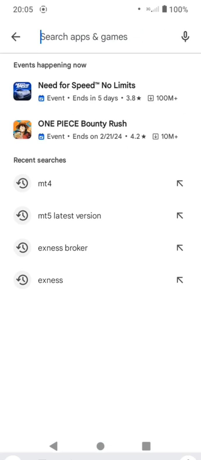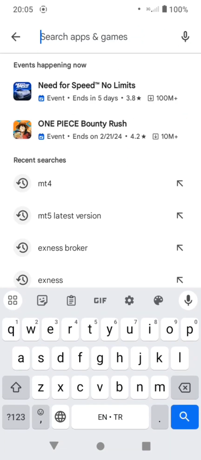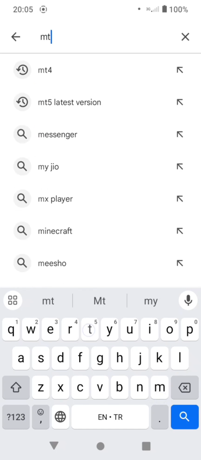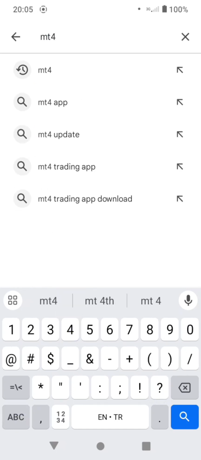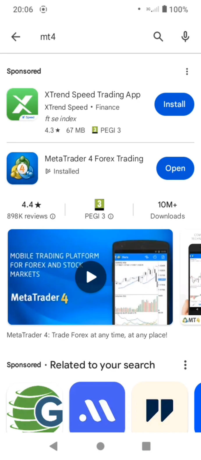If you are using Android, go to your Play Store and type MT4. If you are using Apple or iOS, go to your App Store and type the same, and tap the chat icon. Then you are going to see MetaTrader for forex trading. Tap install, and then tap open.